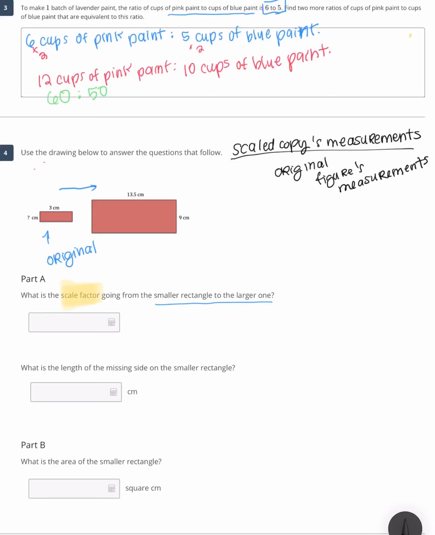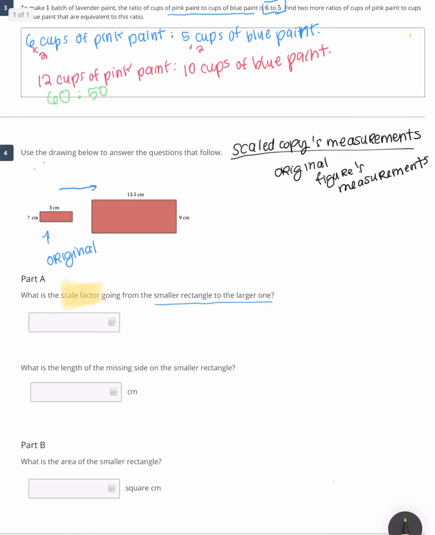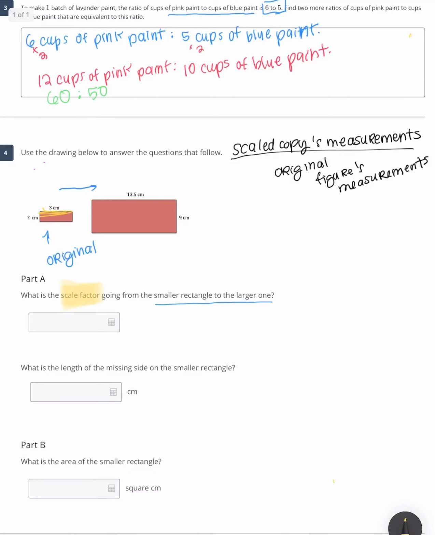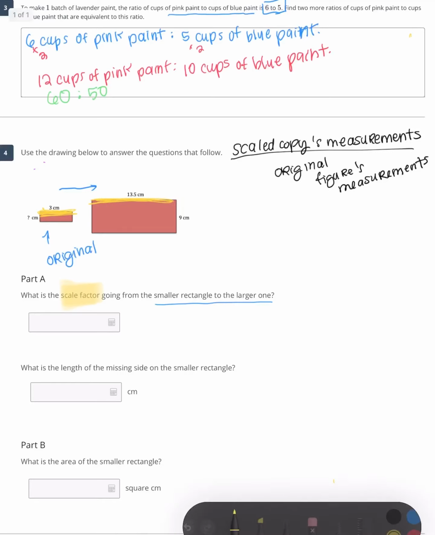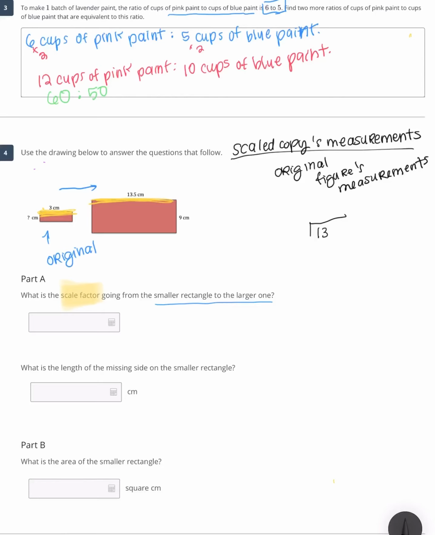Okay, so I'm going to look at my figure. What side did they give me for my original? The only side that I see is this side that says 3 units right here, okay? So I want to find the side that corresponds with my original side in the scale copy, which would be this side, 13.5. Okay, so I want to divide 13.5 divided by 3.